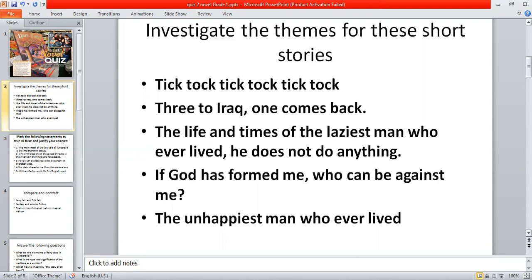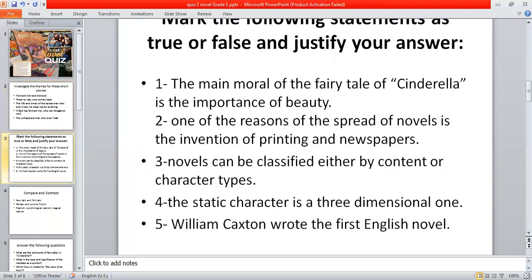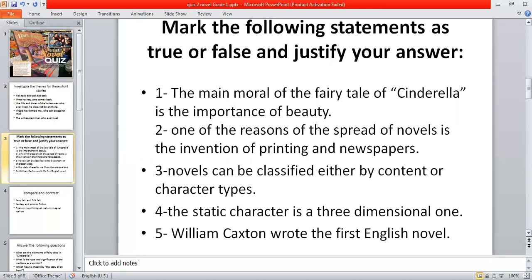The final one, the unhappiest man who ever lived. What can be the theme or themes of this short story? This is question number 1. Question number 2, mark the following statements as either true or false and justify your answer.